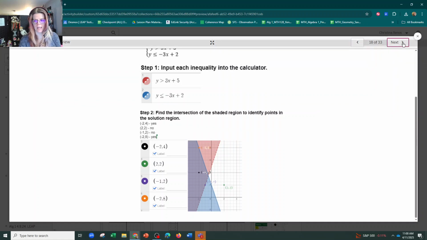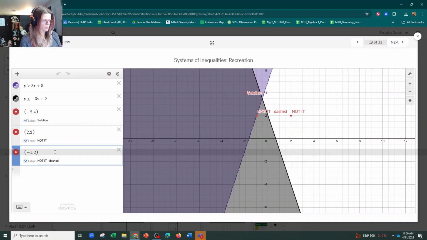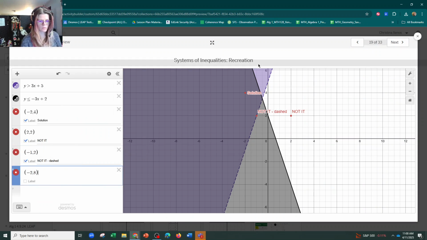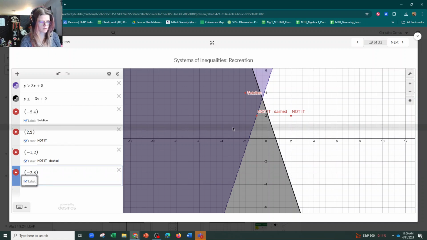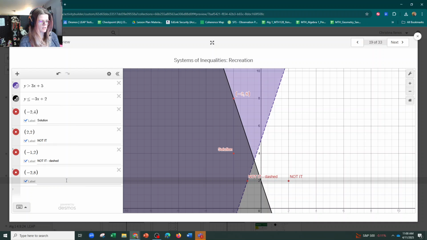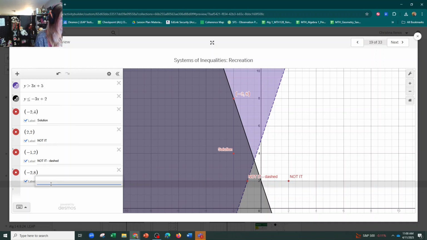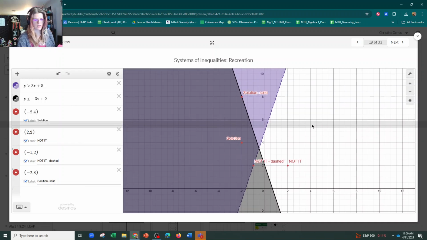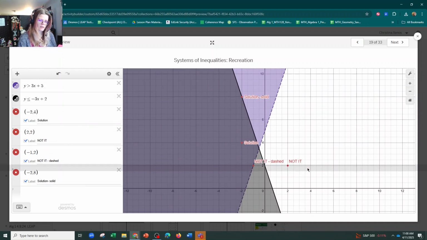And then negative 2, 8 is our last one. And you can just keep adding points like this. And this one, let's label it. You might have to zoom out to see it. Oh, it's up here. So this one does count because it's on the solid line. Solution, solid. So now you kind of have a quick way to see what counts and what doesn't count. Next.